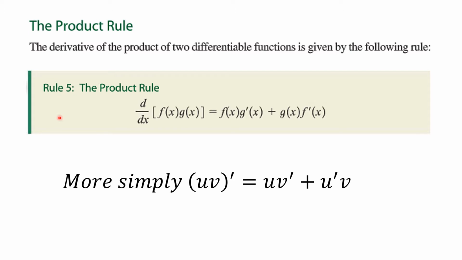Here's the product rule. The derivative of f of x times g of x is f of x times g prime of x plus g of x times f prime of x. More simply put, (uv)' is equal to uv' plus u'v.